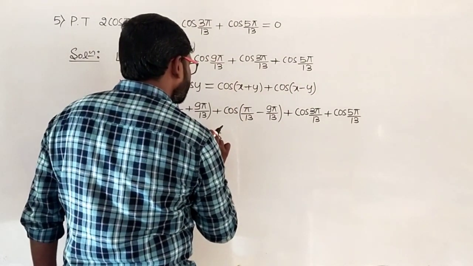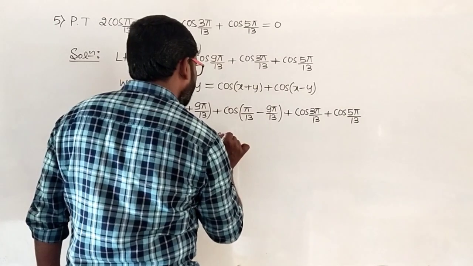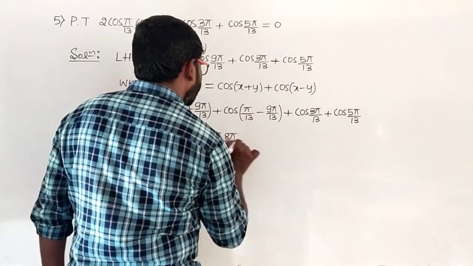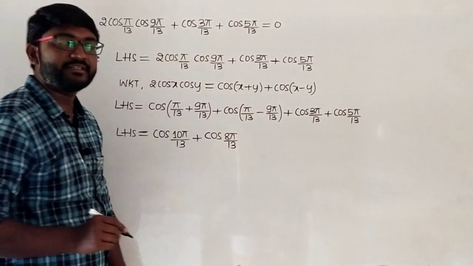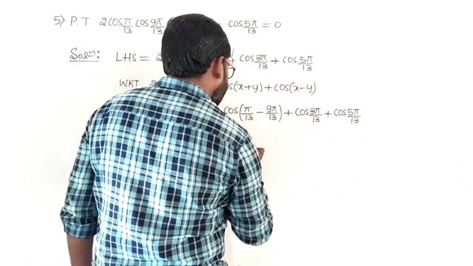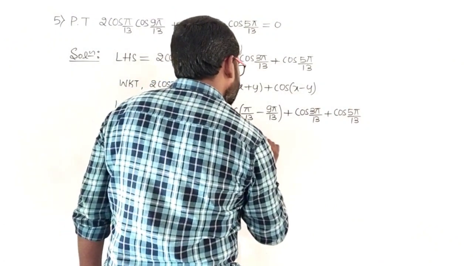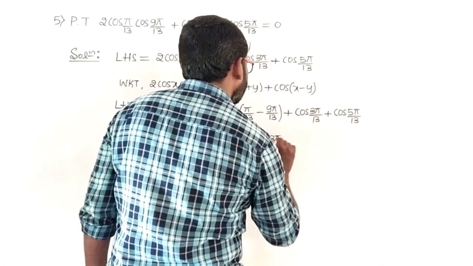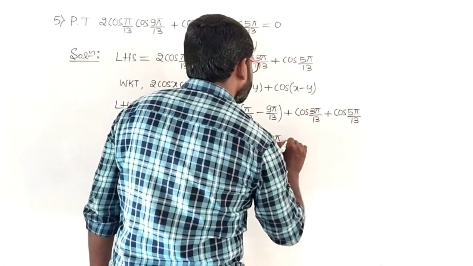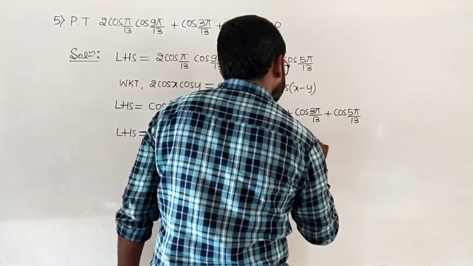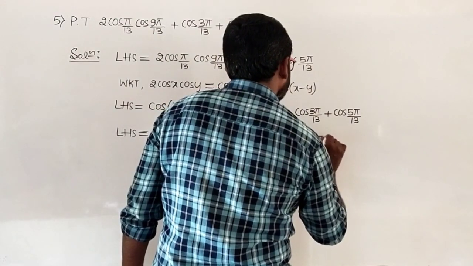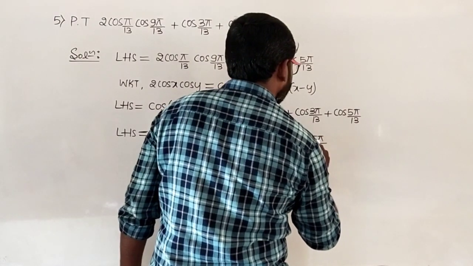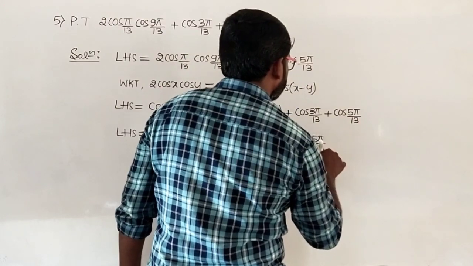Cos 8 pi divided by 13, then plus, I write these two terms as it is, plus cos 3 pi by 13, plus cos 5 pi divided by 13.